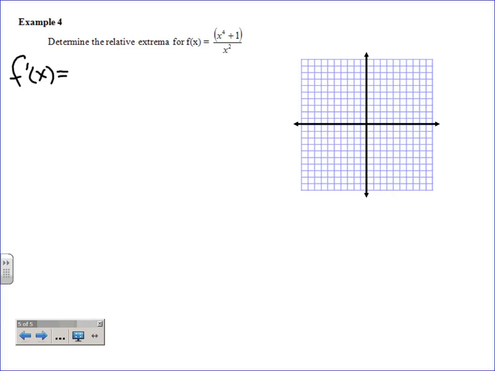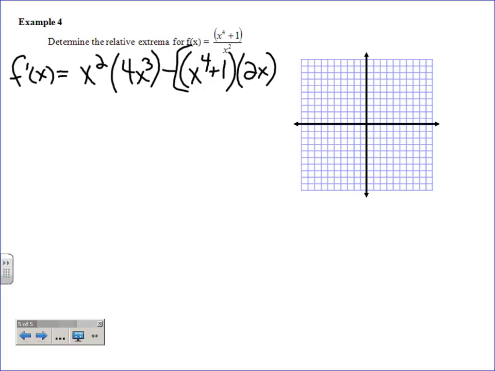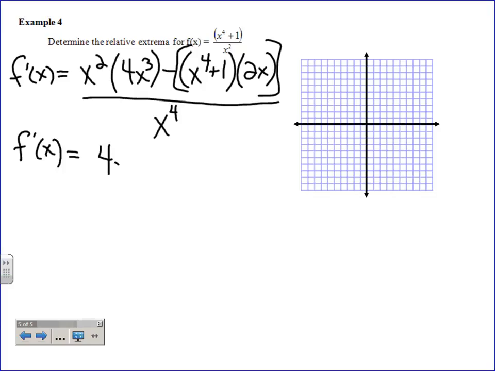Quotient is bottom times the derivative of the top. Yep. And then minus top times the derivative of the bottom. And then again, kind of watch out for that. All over the bottom squared, so it's x squared squared, so it's x to the 4th. And so you kind of clean it up. So this is 4x to the 5th, minus 2x.